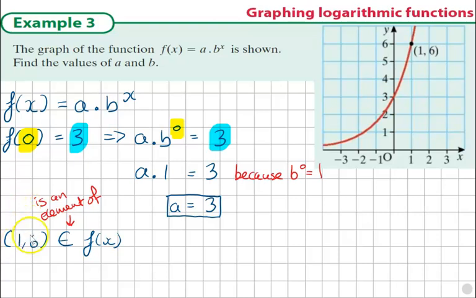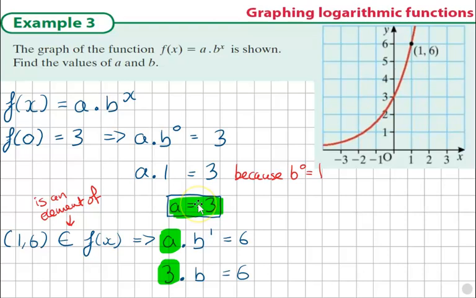So we know that 1, 6 is an element of f of x. So 1, 6 is a point on the graph f of x. So doing the same thing, we go back to our original equation, a times b to the power of x. We replace the x this time with 1. I've highlighted that in yellow. And we replace f of x, which we know is another way to say y, with 6. So I've highlighted that in blue. So it's the same process as above.